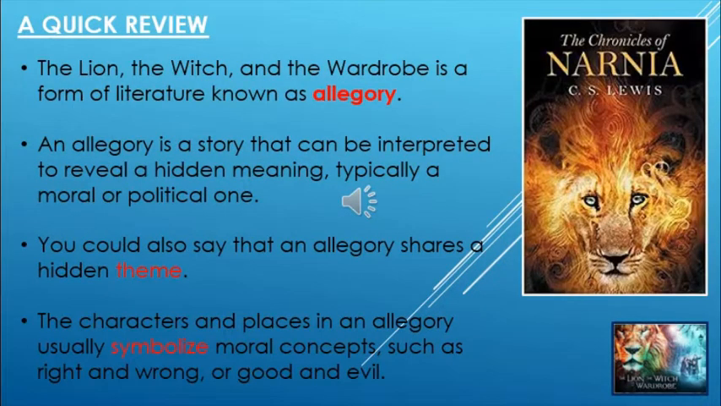We learned a new literary term yesterday. The Lion, the Witch, and the Wardrobe is a form of literature known as allegory. An allegory is a story that can be interpreted to reveal a hidden meaning, and it is typically a moral or political meaning. So you can also say that an allegory shares a hidden theme. We've learned many times over that theme is the main social issue in a story. In an allegory, the characters and places symbolize moral concepts such as right and wrong or good and evil, and you will see that very strongly played out in this book.